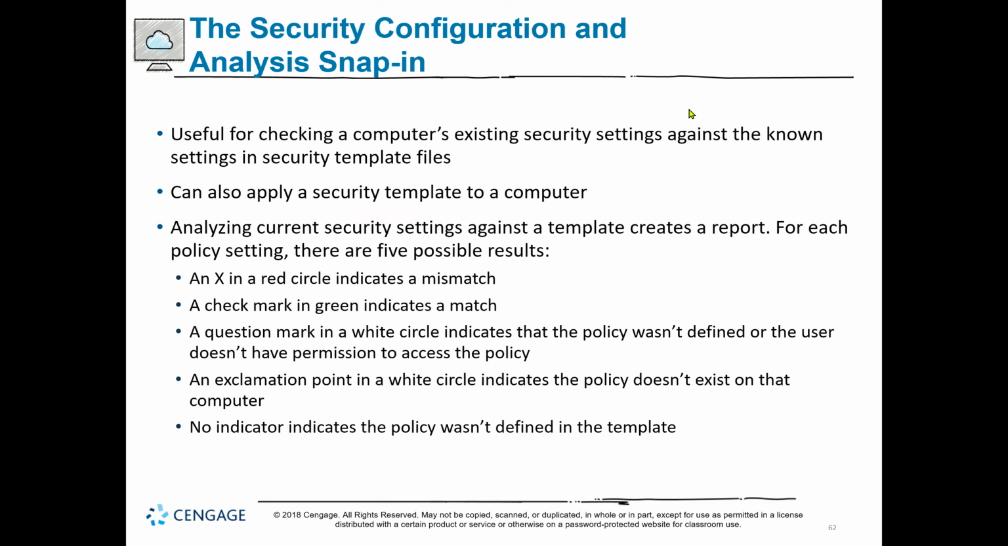Security configuration and analysis snap-in. This is useful for checking a computer's existing security settings against the known settings in a security template file. It can also apply a security template to a computer. Analyzing current security settings against a template creates a report for each policy setting. There are 5 possible results. An X in a red circle indicates a mismatch. A check mark in green indicates a match. A question mark in a white circle indicates the policy wasn't defined or the user doesn't have permission to access the policy. An exclamation point in a white circle indicates the policy doesn't exist on that computer, and no indicator indicates the policy wasn't defined in the template.